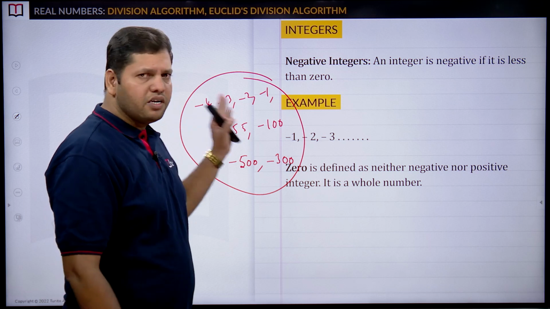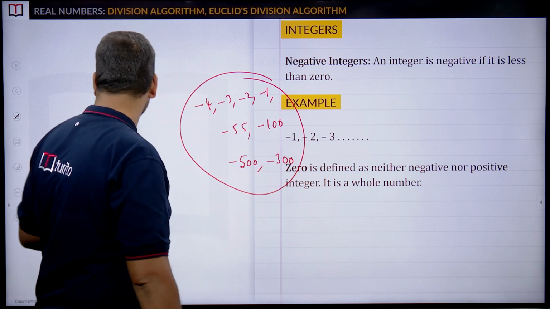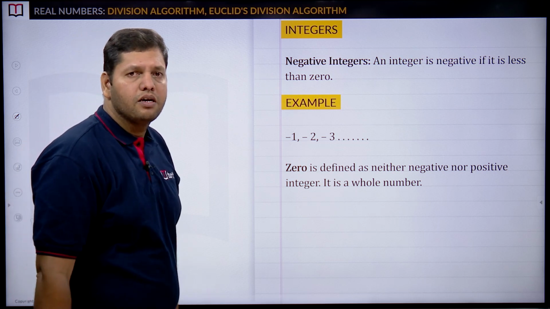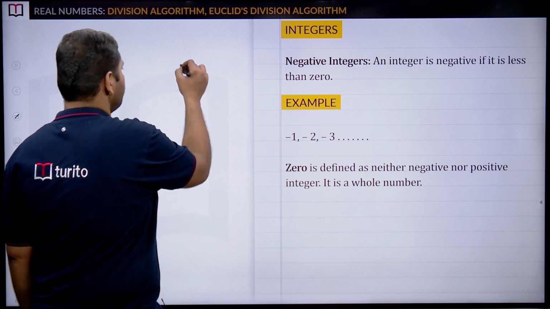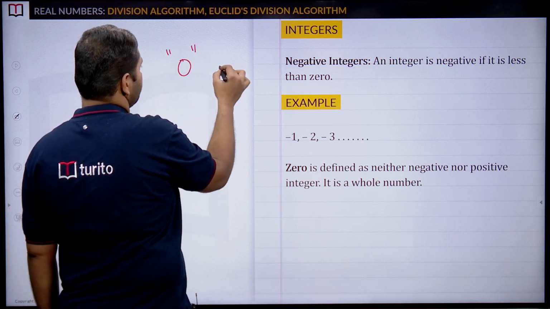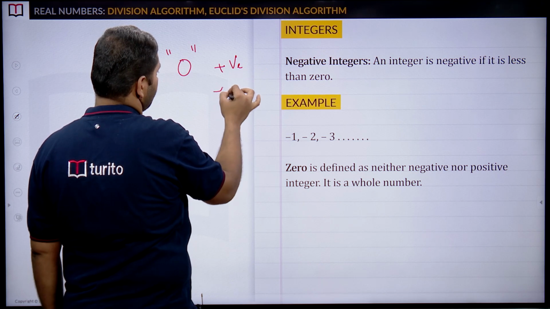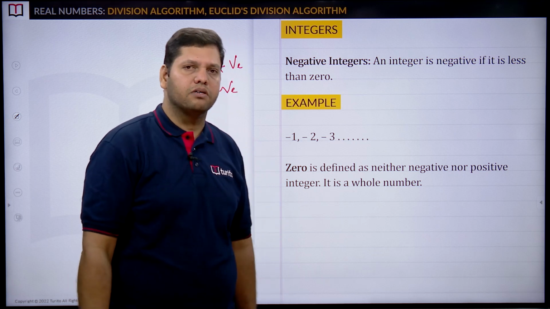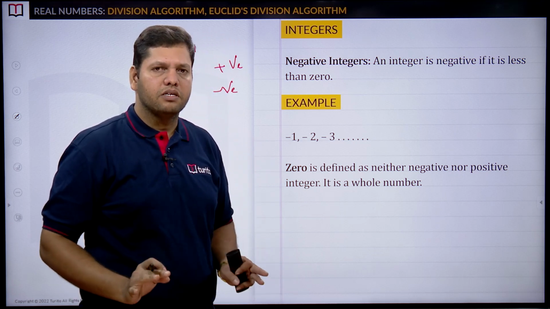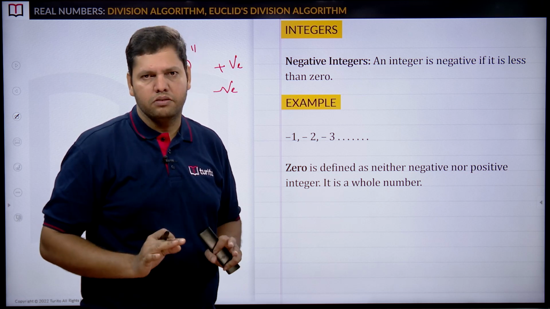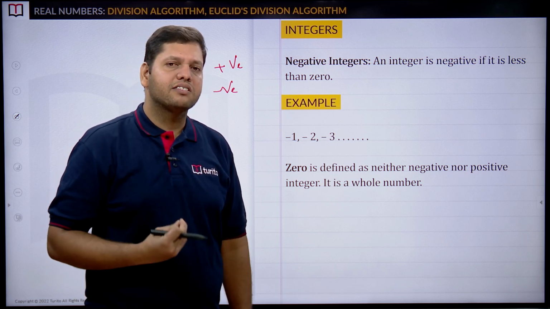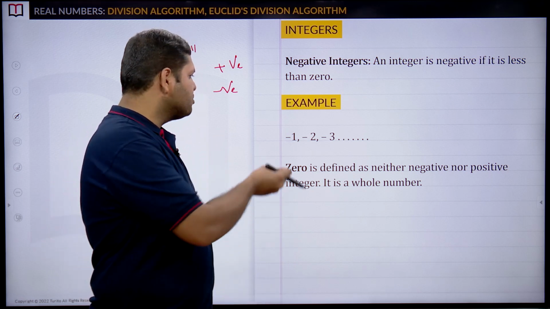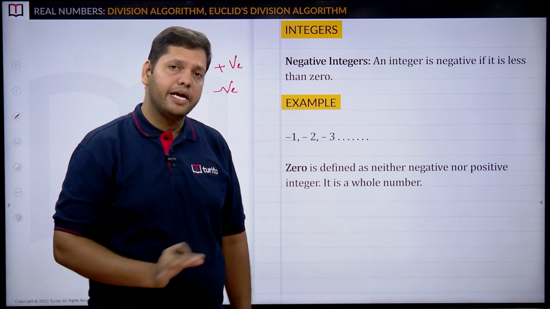Next, children, 0. Fine, we know positive integers and we know negative integers. And what about the 0, children? Can we say 0 is a negative integer or positive integer? Children, 0 is neither positive nor negative. 0 we cannot say positive number, and 0 we cannot say negative number. So 0 does not have any symbol. It's not a plus number. It is not a negative number. But generally we take 0 as considered a positive number. But practically, as per the definition, 0 is neither positive nor negative.